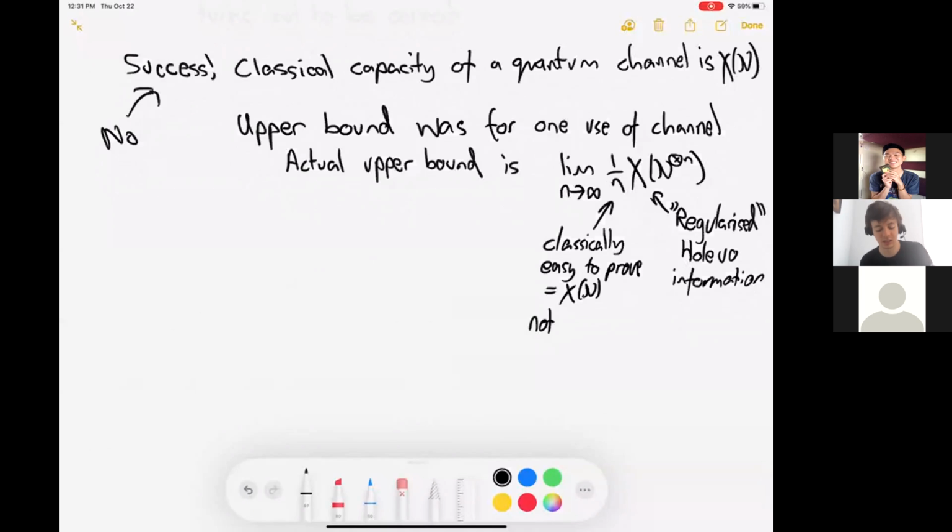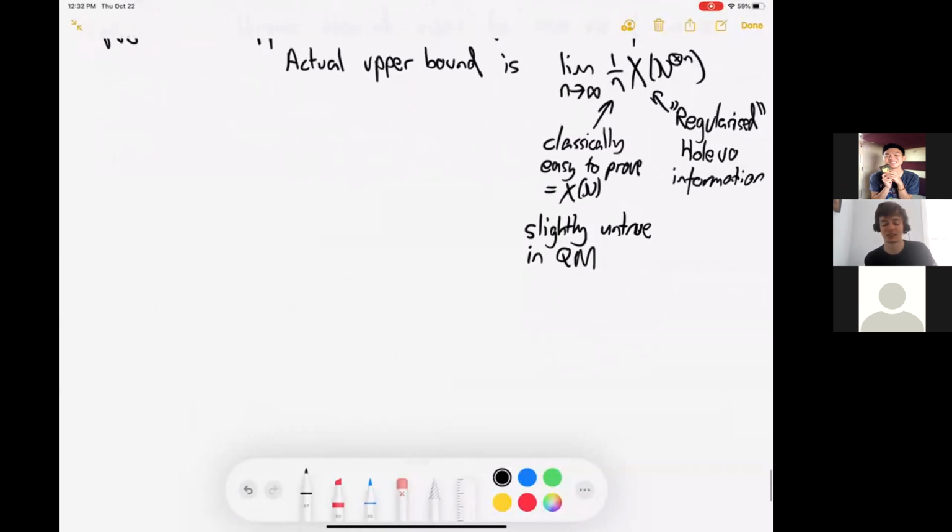But eventually, after a lot of effort, it was shown that it can be very slightly untrue in quantum mechanics. Like the most people have ever shown the difference is like half a qubit or something. Like it's tiny corrections, but they can be shown to exist.